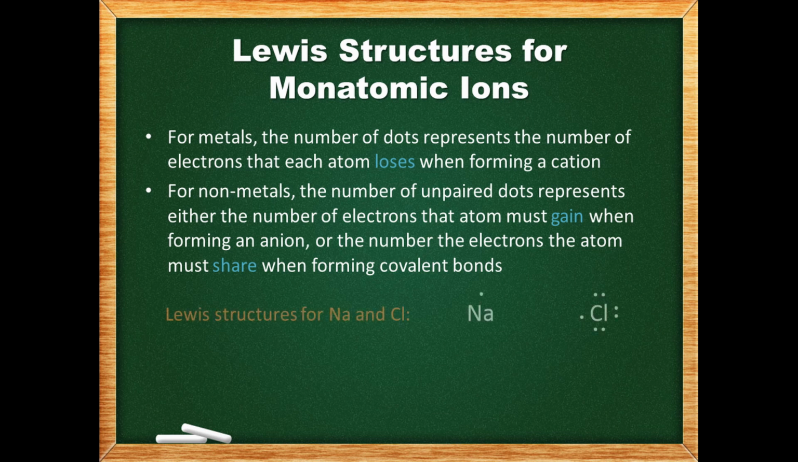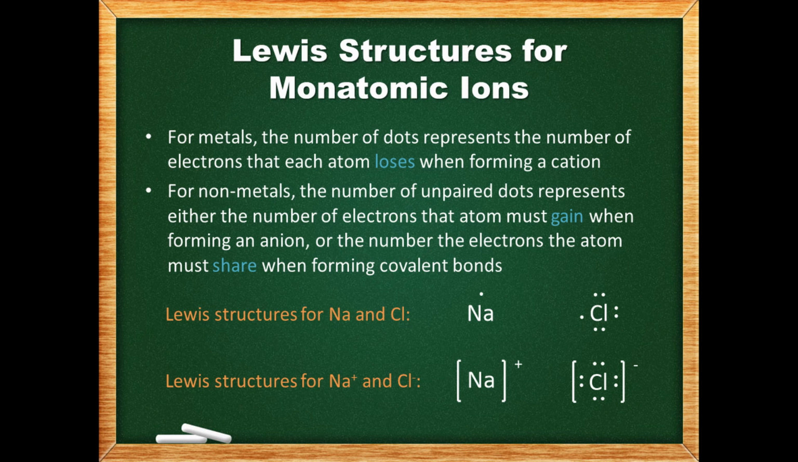Let's look at sodium and chlorine as examples. Sodium, a metal, has only one dot, so it must lose one electron to become a sodium ion. Chlorine has one unpaired dot, so it must gain one electron to become an ion. From the Lewis structures for the sodium and chloride ions, we see that the element symbol should be enclosed in square brackets with the cation or anion's charge written outside the brackets on the upper right. The main focus for any Lewis structure should be the stable octet.